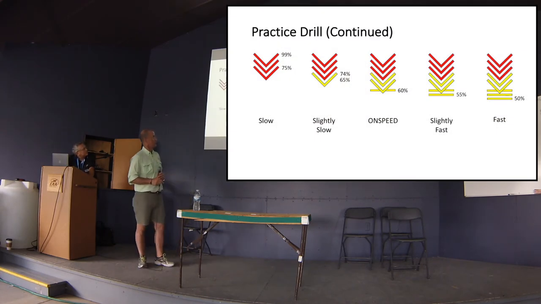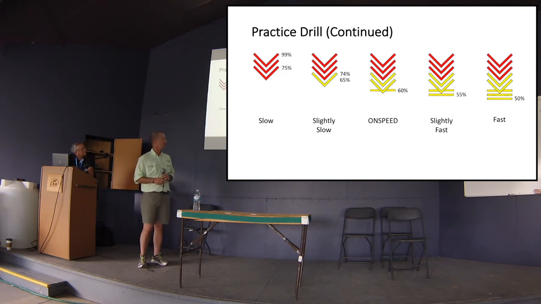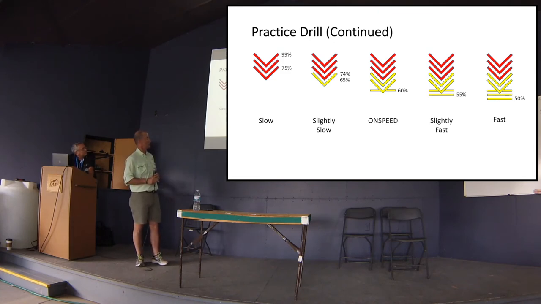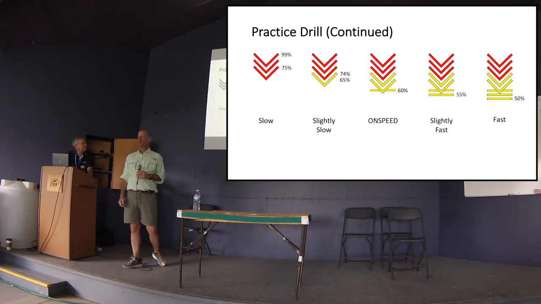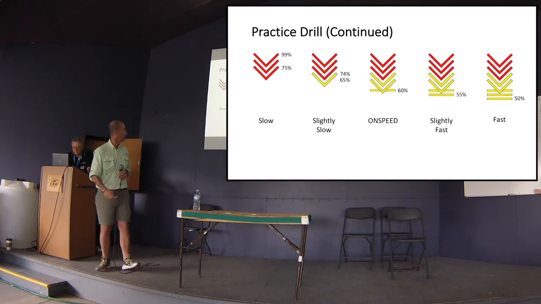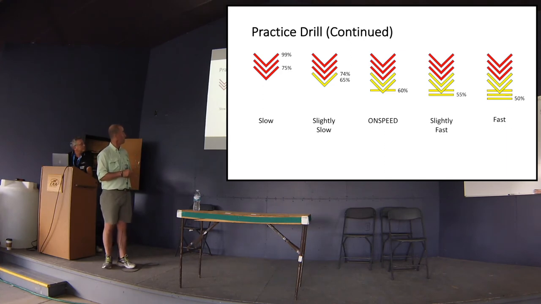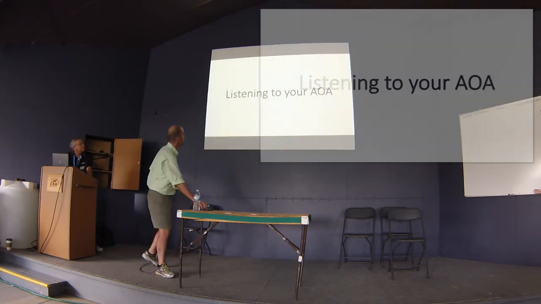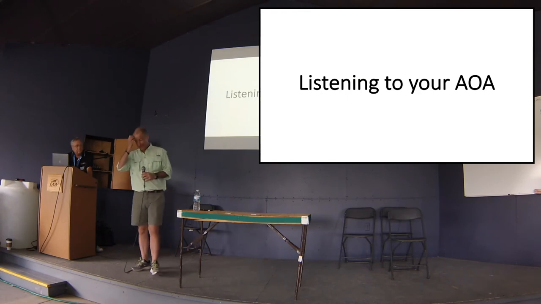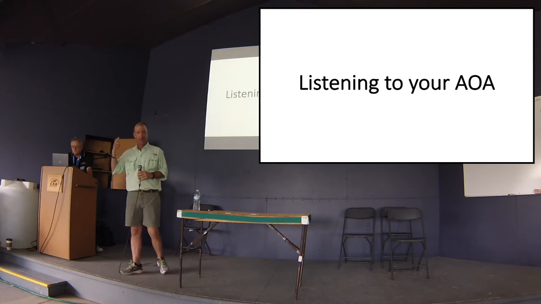So again, that's what it would look like graphically if all you had was just the graphics. On speed would look like this, slightly fast would look like that, fast would look like that. You certainly wouldn't want to see any green coming in to approach and land, okay? If you started to get slightly slow, or then slow, you probably wouldn't want to see three red chevrons. Basically, this would be where you would be flying for a normal approach and landing. From on speed to slightly fast, on speed to slightly slow. Next slide.